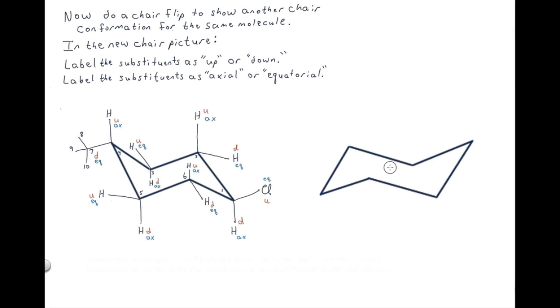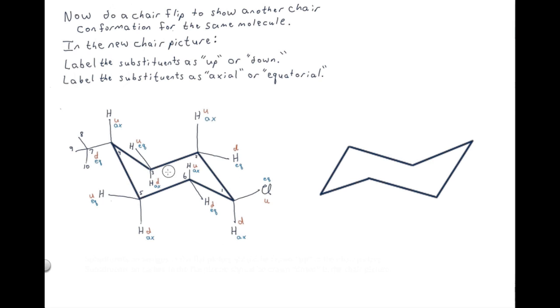Here's the outline of the chair flip. So do you see why these are called chair pictures? In this picture, carbon 4 would be the headrest. And then this portion here would be the seat of the chair, and carbon 1 would be the footrest. Can you see that chair?